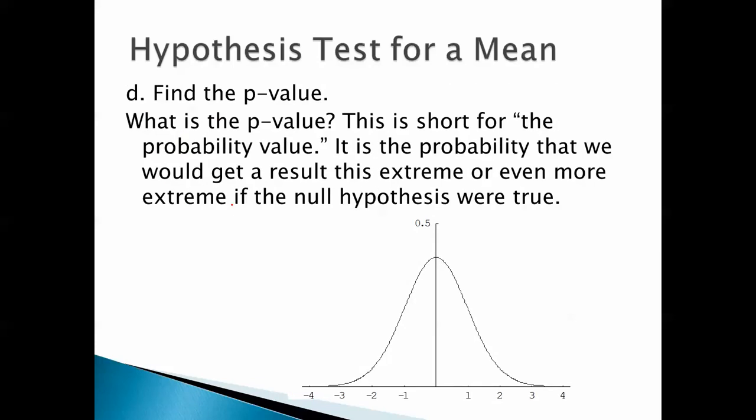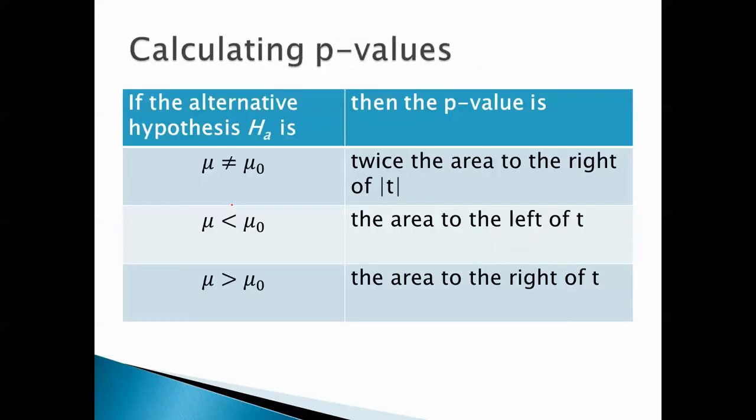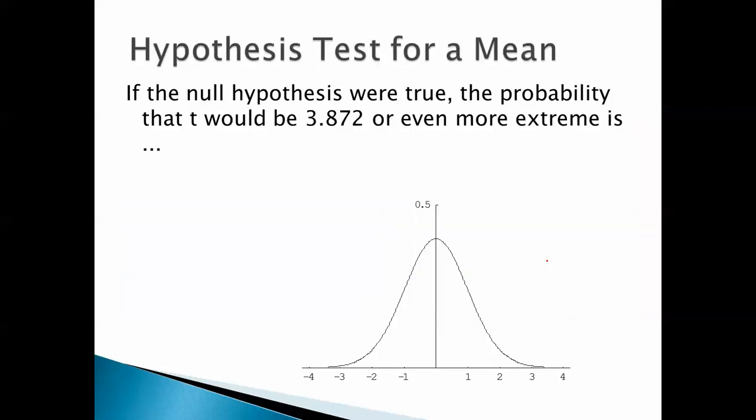Okay, let's find the p-value. What is the p-value? It's the probability value. It's the probability we would get a result this extreme, or even more extreme, if the null hypothesis were true. So our alternative hypothesis is of this form, mu is greater than mu sub 0, so we want to find the area to the right of t. That will be our p-value. Okay, if the null hypothesis were true, the probability that t would be 3.872, or even more extreme, gosh, you can't even fit it on here, can't even see it.